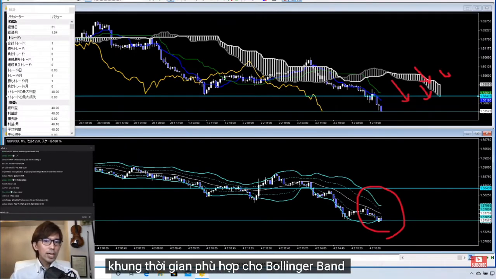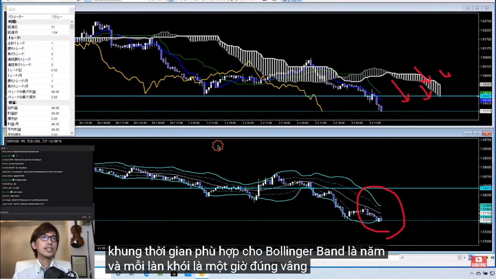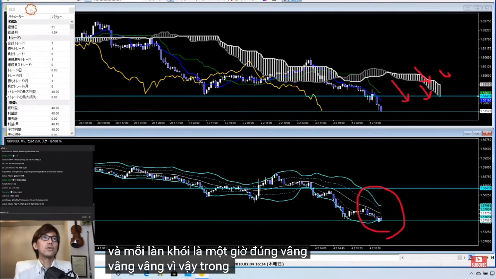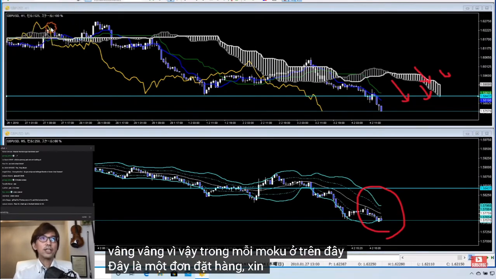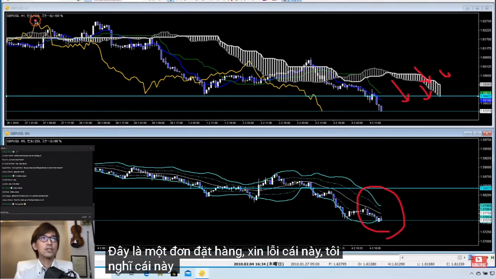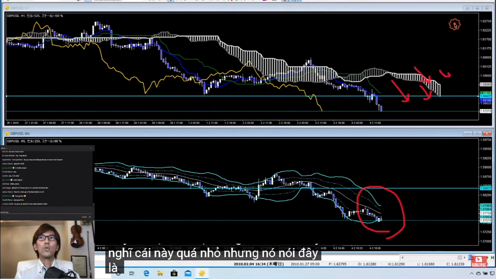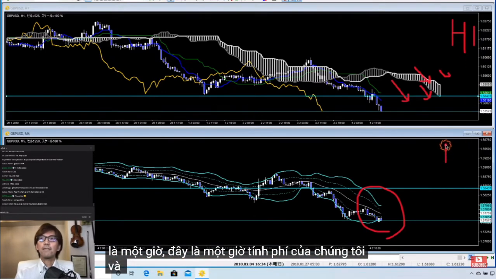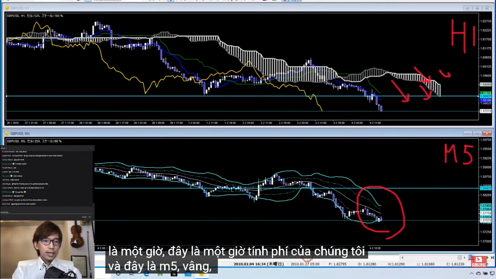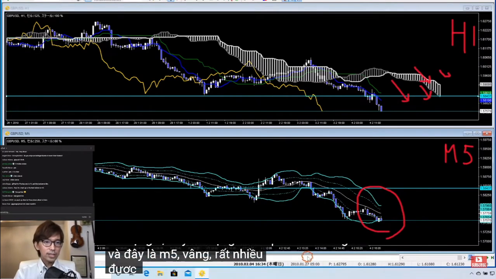Time frame for Bollinger Band is 5 and Ichimoku is 1 hour, correct? Yes, yes. So in Ichimoku, up above here, this is the 1 hour chart. Sorry, I think this is too small, but it says this is 1 hour. This is the hourly chart, and this is M5. Okay. Yes, very much. All right.